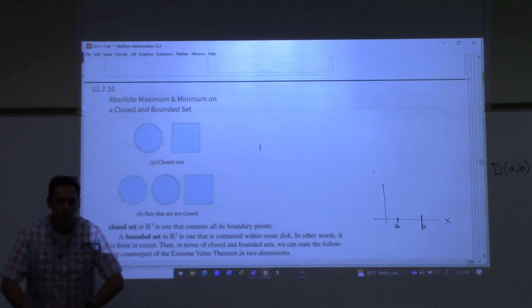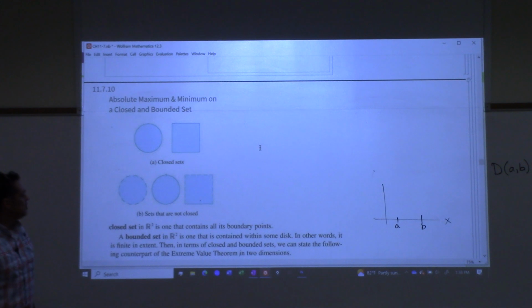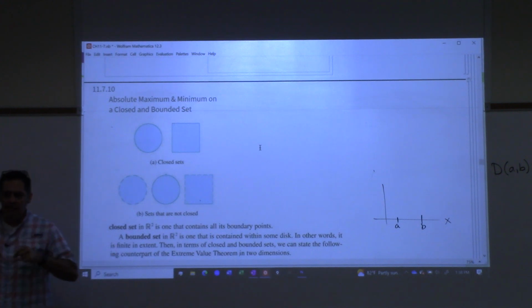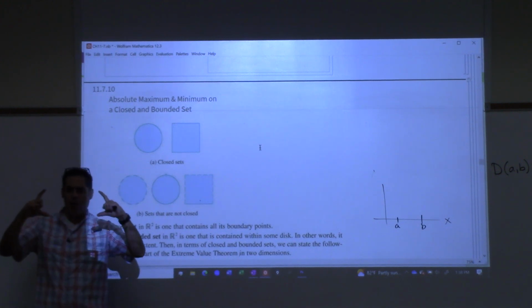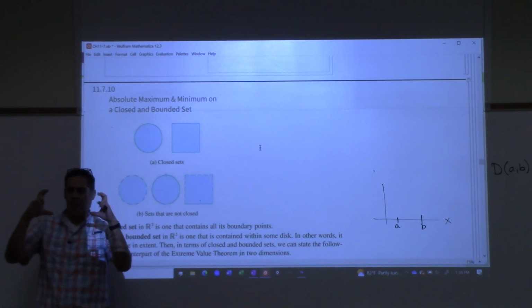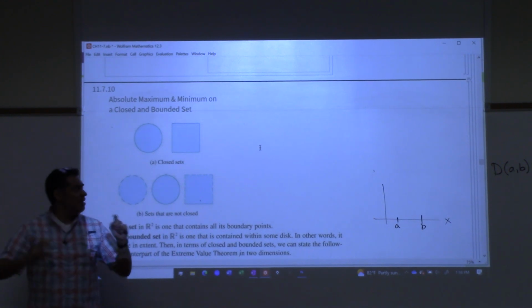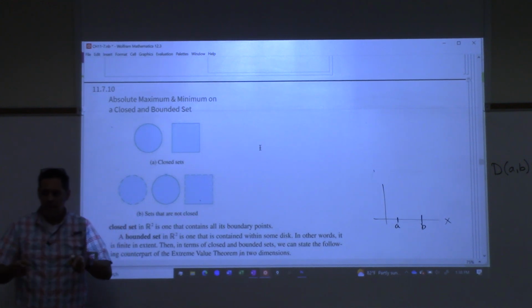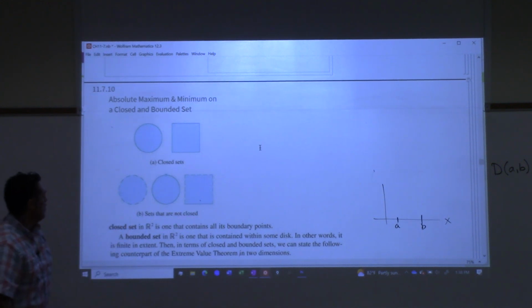This is like the xy plane. A closed set is going to contain all of its boundary points. So every point along this boundary is contained in the set. It's like in Cal 1, we have open intervals and then we use the brackets for closed intervals, right? Closed here means that every point on the boundary is there. That's what it means to be a closed set.